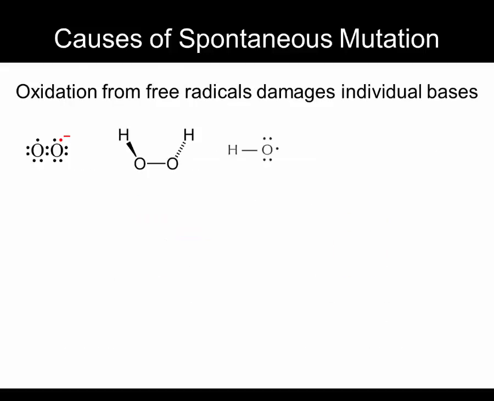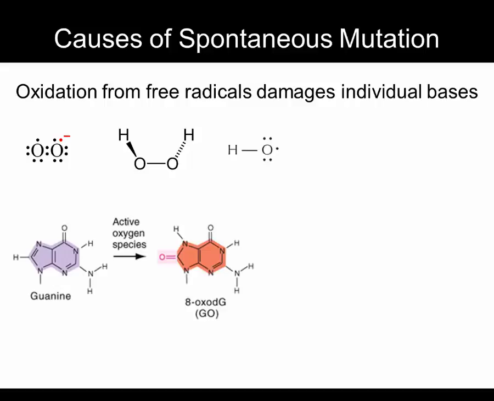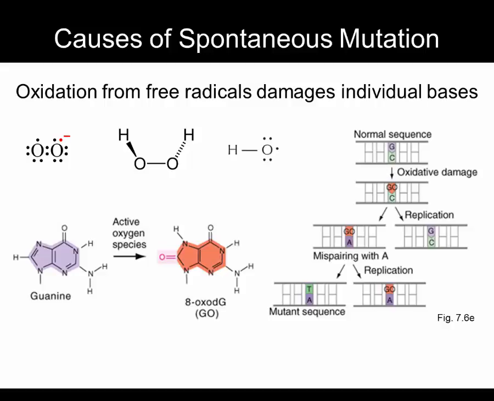Lastly, we have mutations caused by oxidation. Our cells have lots of free radicals, such as superoxide, hydrogen peroxide, and hydroxyl radicals that can cause oxidative damage to bases. The most common form of damage is a conversion of guanine to 8-oxoguanine, sometimes called 8-oxo-G or GO. 8-oxo-G pairs with adenine, so it leads to GC to TA transversions.